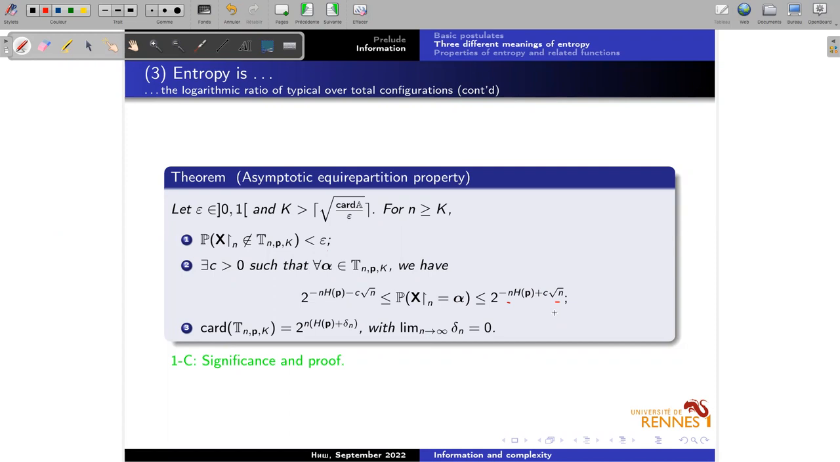So that means that the probability that a random sequence is typical is essentially this number here. And the other thing is that the cardinality of the set of typical sequences is 2 to the power n times h(p). So you can forget about delta n, it is some small number. So maybe say two words about the significance of this theorem.